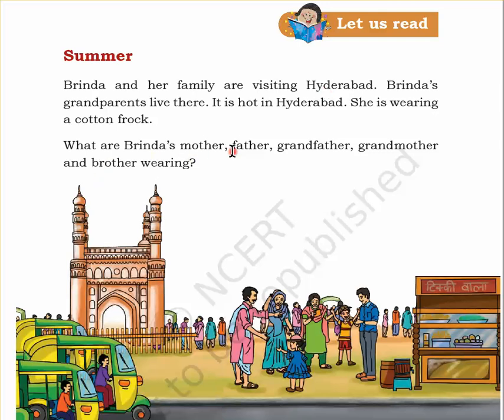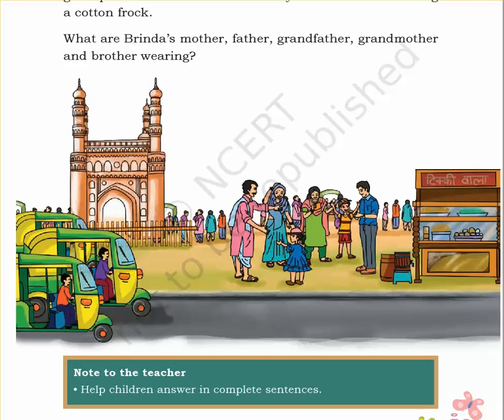What are Brinda's mother, father, grandmother, and grandfather and brother wearing? So we can see in this picture what her father, mother, grandfather, grandmother, and brother are wearing. So we can see her grandfather is wearing a kurta and a dhoti. Her grandmother is wearing a sari. Her father is wearing a pant and a shirt and a trouser. And her brother is wearing a t-shirt and shorts. Her mother is wearing a salwar kameez.